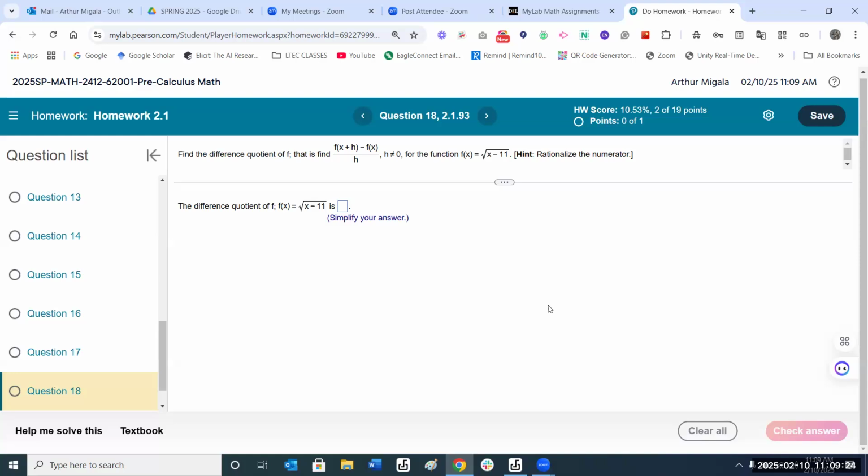So it's 24/12, day 6, chapter 2, section 3, properties of functions. So we have from chapter 2, section 1, number 18. The function is f of x equals square root of x minus 11.